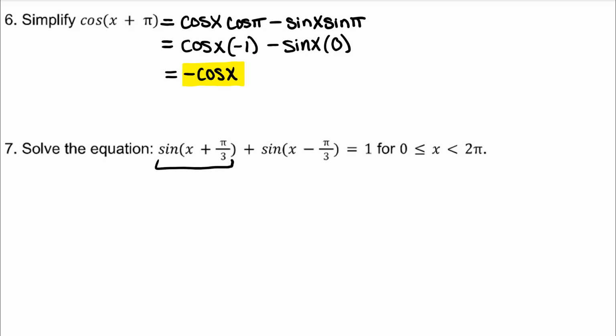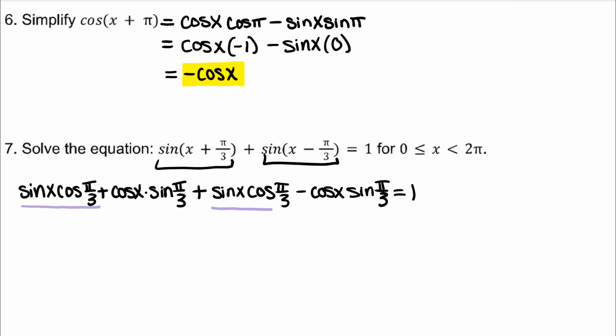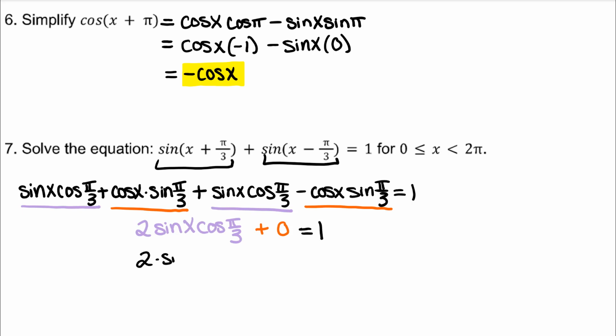Let's solve this equation. Sine of a sum plus sine of a difference equals 1. So I'm going to substitute my sum and difference formulas. Hey, look, I have some like terms. Sine x cosine pi thirds and sine x cosine pi thirds added together would be 2 sine x cosine pi thirds. Cosine x sine pi thirds minus cosine x sine pi thirds, that's 0. Okay, now let's substitute what is cosine of pi thirds. That is 1/2. So you're multiplying 1/2 times 2 times sine x. That is sine x equals 1.